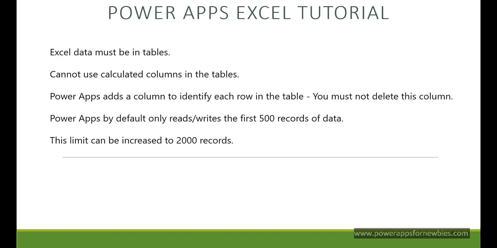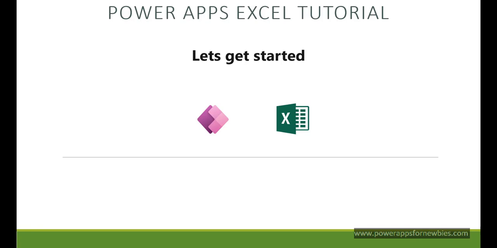Now when you're working with Power Apps and Excel, the Excel data must be in a tabular format. You cannot use calculated columns in the tables. And Power Apps will add a column to identify each row in the table, and you must not delete this column. Power Apps by default only reads and writes the first 500 records of data, but this limit can be increased to 2000 records. So, let's get started.